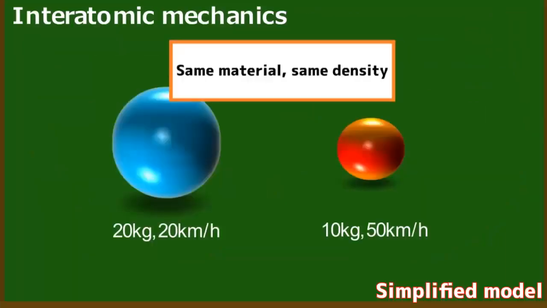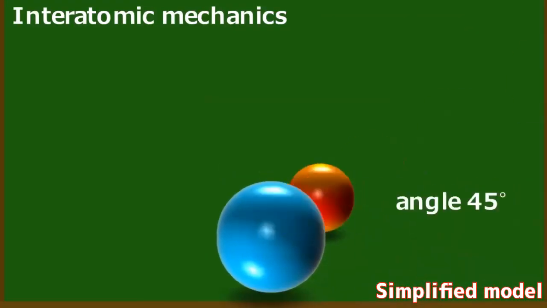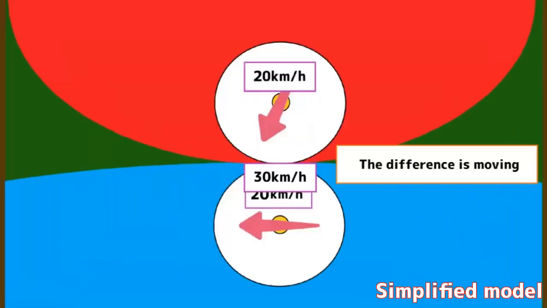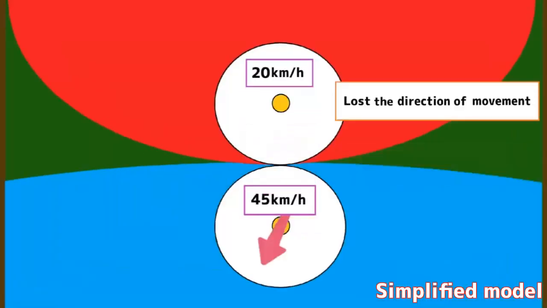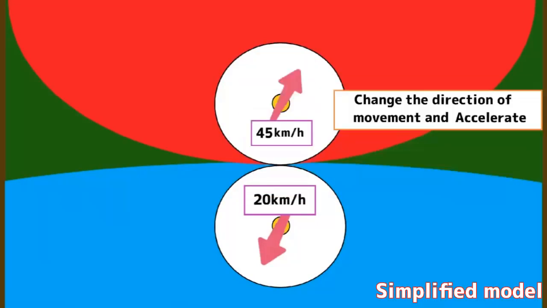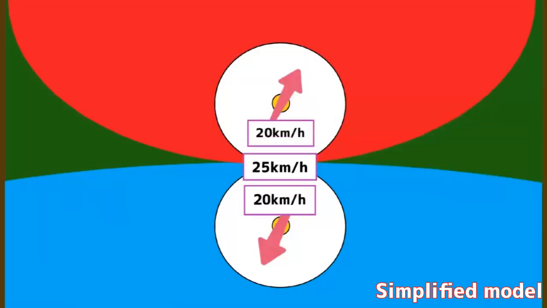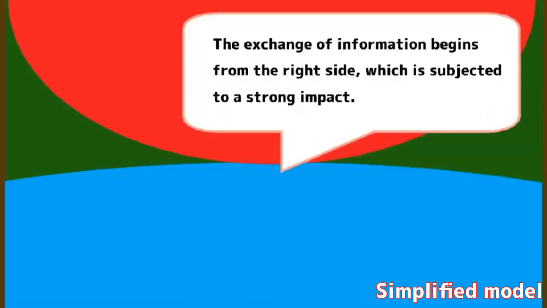Now, let's simulate the collision of two spheres made of the same material, with the same density but different masses. When they collide, the velocity difference is transferred. This difference, following the law of action and reaction, moves back and forth between the spheres. The difference between atomic mechanics and Newtonian mechanics lies in the fact that forces are not transmitted instantaneously.